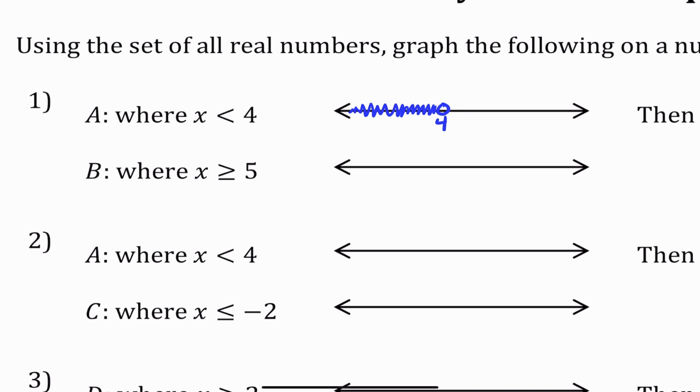If I have x is greater than or equal to 5, well, 5 would be right there. And it's greater than or equal to. If it's less than or equal to, both of those should have a closed dot. And this time I'm going to be shading to the right.